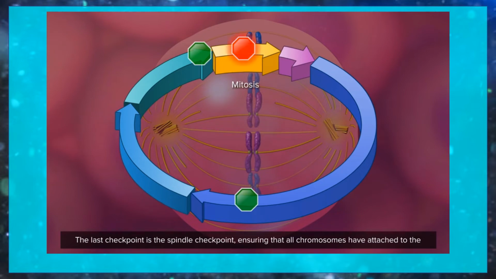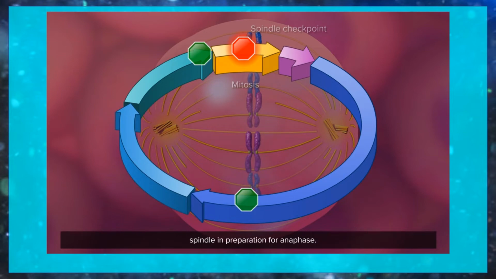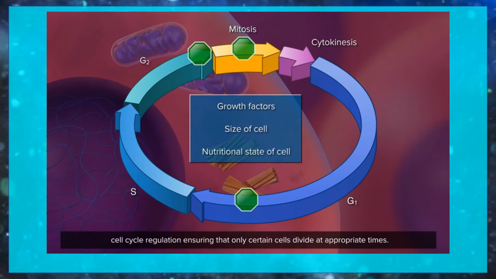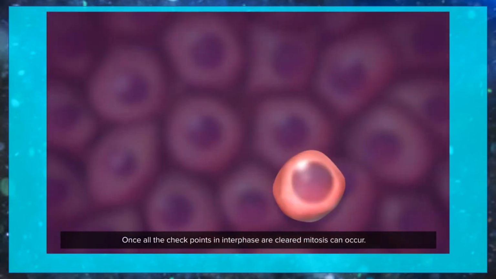The G2/M checkpoint allows cells that have successfully completed all three phases of interphase to begin mitosis. The last checkpoint is the spindle checkpoint, ensuring that all chromosomes have attached to the spindle in preparation for anaphase. Growth factors, the size of the cell, and the nutritional state of the cell are all contributing factors in cell cycle regulation, ensuring that only certain cells divide at appropriate times. Once all the checkpoints in interphase are cleared, mitosis can occur.